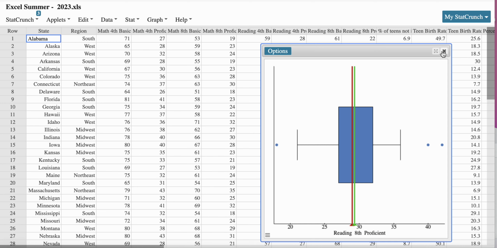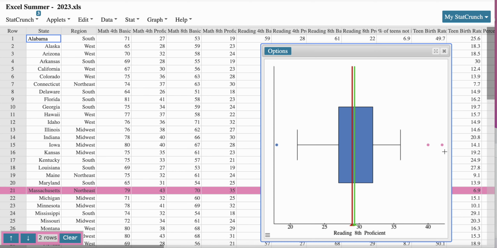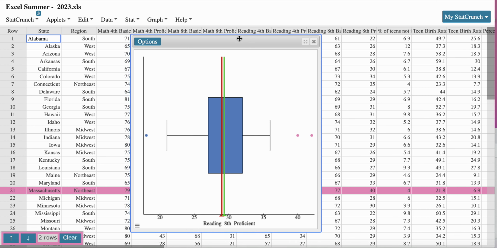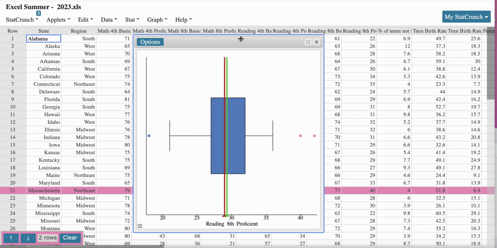And I think, no, we can't X out of that. We have to identify the outliers. Okay, so we have 2 high outliers. And did you notice I put a little pink box around those? And they are highlighted. Massachusetts was a high outlier, and the percent in Massachusetts that were proficient at the 8th grade level, my gosh, it's not that high. It's 40%.